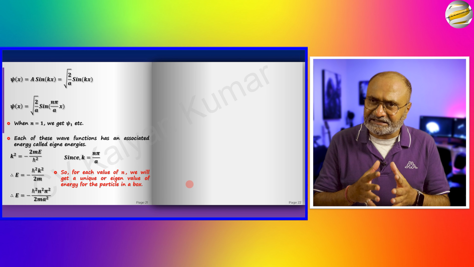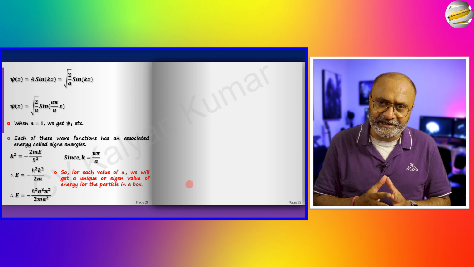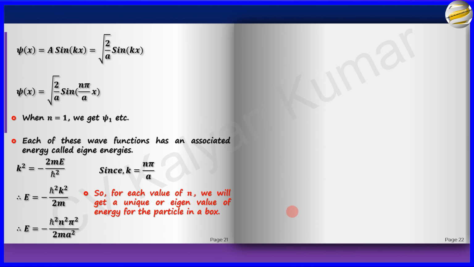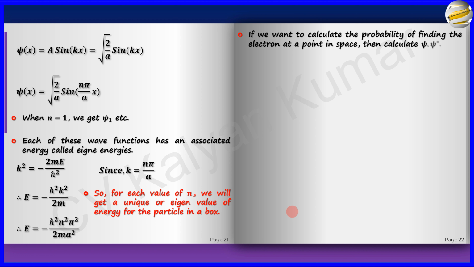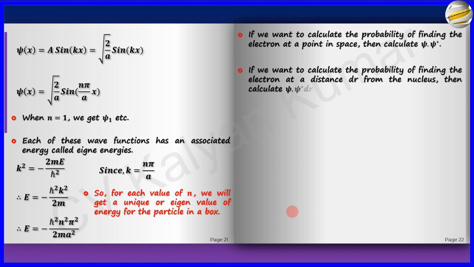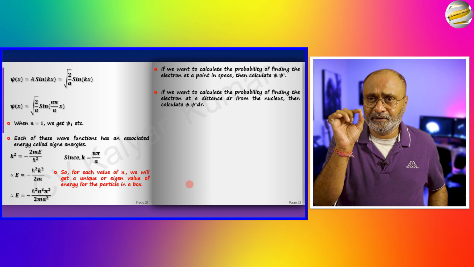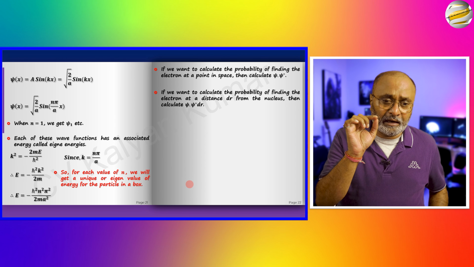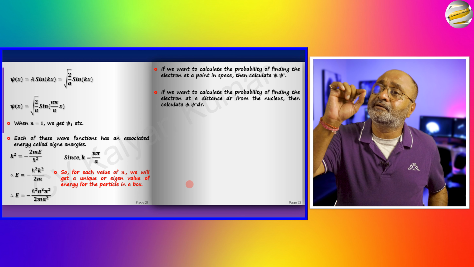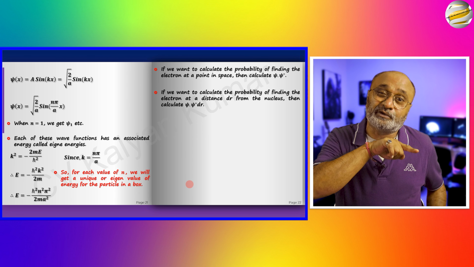So having said that, there's a couple of more things that we need to get right. If we want to calculate the probability of finding the electron at a point in space, then we calculate psi star psi. If we want to calculate the probability of finding the electron at a distance dr from the nucleus, then we calculate psi star psi dr. So what it means is at a point it is psi star psi.